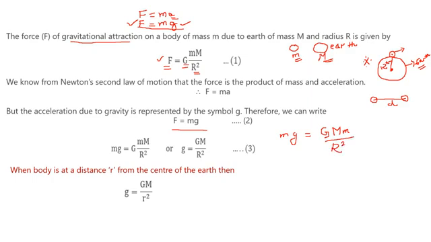We have to find out the value of g. So I'm going to keep g on my left hand side and bring this small m to the right hand side, along with R square. This small m will cancel with the other small m. So what I'm left with is small g is equal to the gravitational constant multiplied by the mass of the Earth divided by the square of the radius of the Earth.